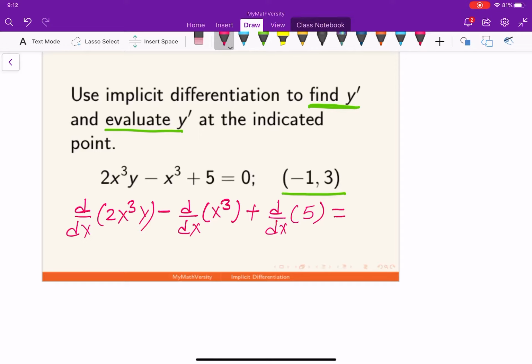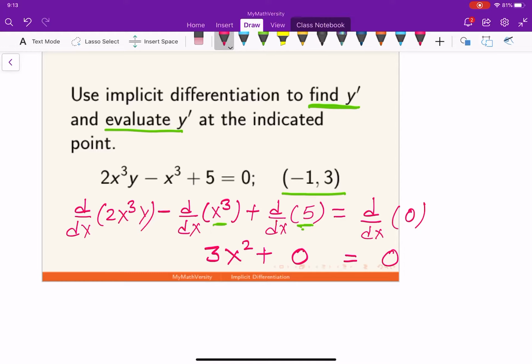We do the same thing on the other side, differentiating 0 with respect to x. What is the derivative of 0 with respect to x? 0. What is the derivative of 5? It's a constant, so when you differentiate with respect to x, you get 0. And what is the derivative of x cubed with respect to x? That is 3x squared.